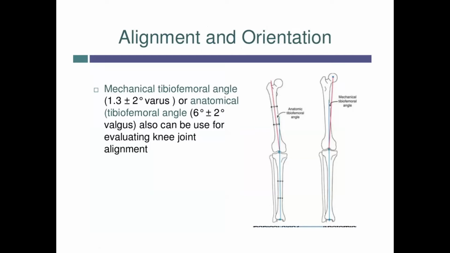Alignment and orientation: if you see the mechanical tibiofemoral angle overall, or the anatomical tibiofemoral angle, the mechanical tibiofemoral angle is usually around 1 or 2 degrees of varus, and the anatomical tibiofemoral angle is around 6 plus minus 2 degrees of varus. That is why when we draw a limb alignment axis from the center of the hip to the ankle, it is not exactly in the center of the knee joint, but slightly medial to that.